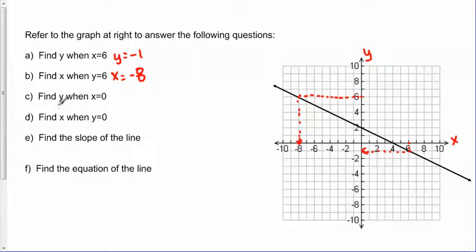Now they're going to have us do something similar. We're going to find y when x equals 0. We always have to be a little bit careful with those zeros because they tend to get us twisted around a little bit. So when x equals 0, that means that I'm not going anywhere in the x direction. So I go 0 in the x direction. What's the y going to be that goes with that? Well, I'm going to go straight up to find where that hits the y. So I can see that that hits it right there, and that's at y equals 2.